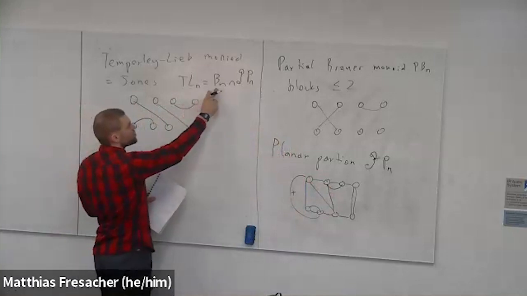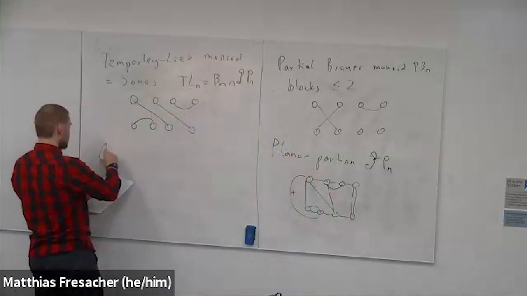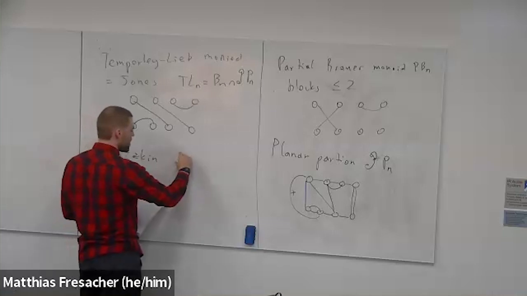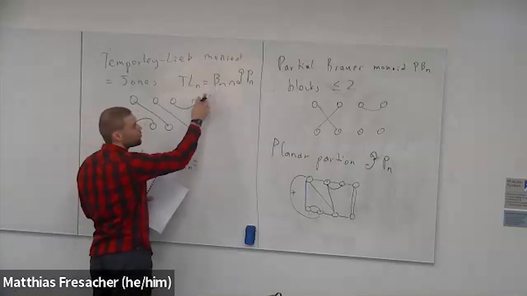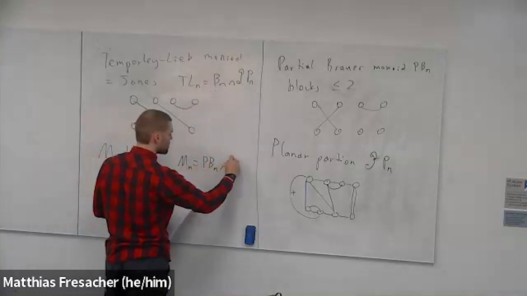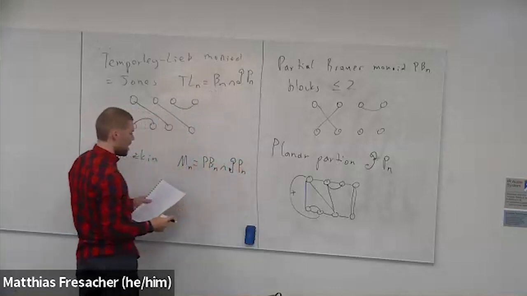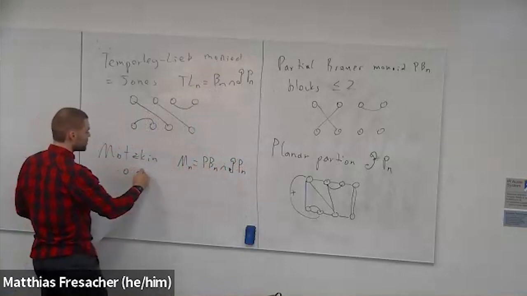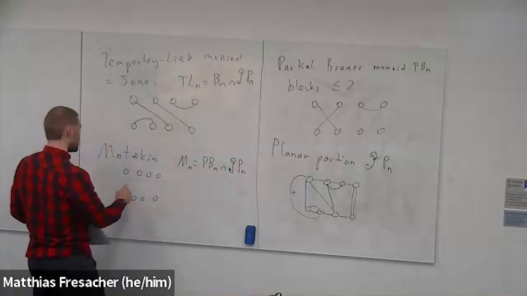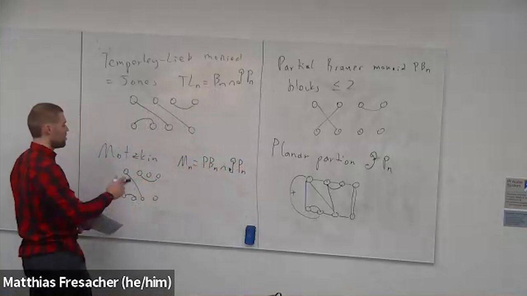And just like we used the Brauer as a starting point, we get the Motzkin monoid, where this is Mn, where instead of the full Brauer, we take the partial Brauer and make this be planar, planar PBn. If we recall, partial was block size 2 or less. So I could have something like this. This would be an example of a Motzkin diagram.